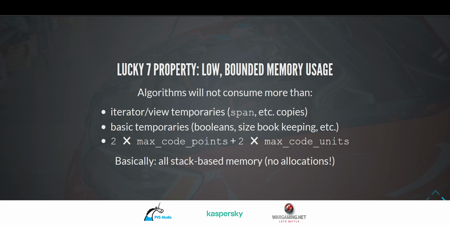One of the other great properties is that it's embedded friendly. Other solutions might over-eagerly consume memory, or might allocate when you don't want them to, things like that. So the guarantee about the Lucky 7 here is that the algorithms will not consume more than some iterator and view temporaries, and some other basic temporaries like booleans, size bookkeeping, or iterators to track whether you pass the end and things like that. And of course, it won't ever consume more than 2 times the maximum number of code points plus 2 times the maximum number of code units for any internal buffering it needs to do.